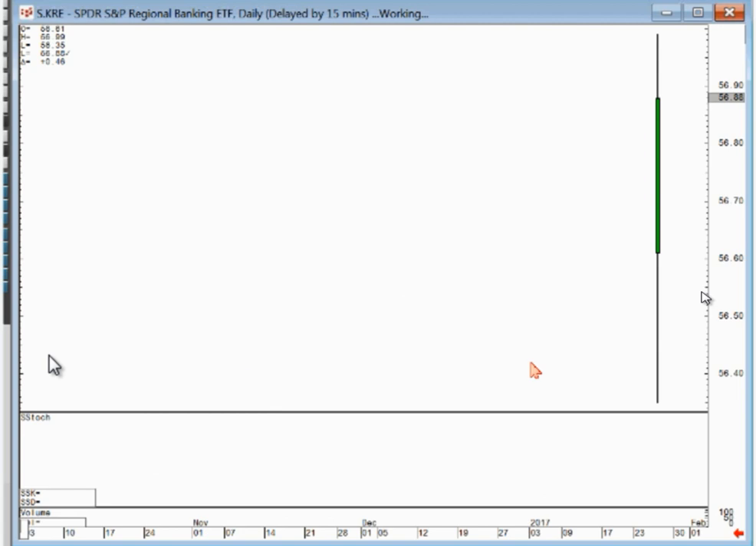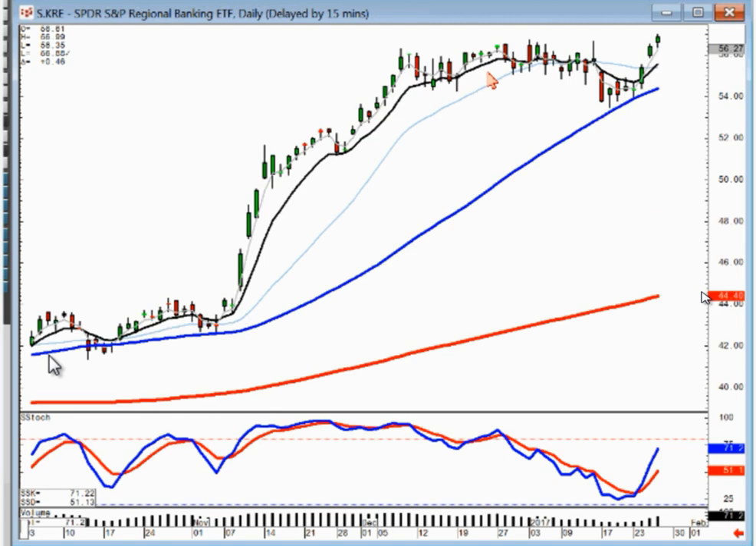So when we see these fry pan bottom setups, this isn't the fry pan bottom, this is a scoop. You can see your flat handle and your scoop pattern. What do we expect coming out of a scoop pattern? A strong uptrend.